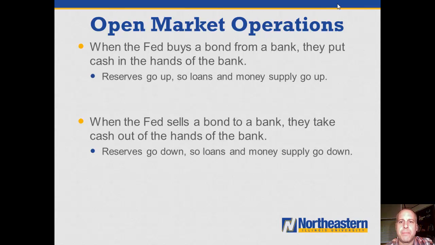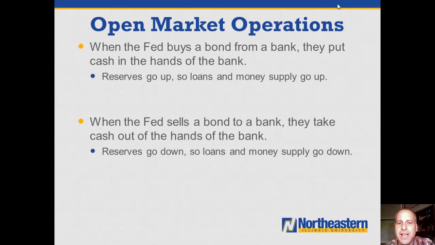How do open market operations work? Well, when the Fed buys a bond from a bank, they put the cash in the hands of the bank. In this case, reserves go up, so loans and the money supply go up. When the Fed buys a bond from a bank, what they're doing is putting money into circulation. So the bank's reserves increase, and when their reserves increase, they can lend more money and put more money into the economy.